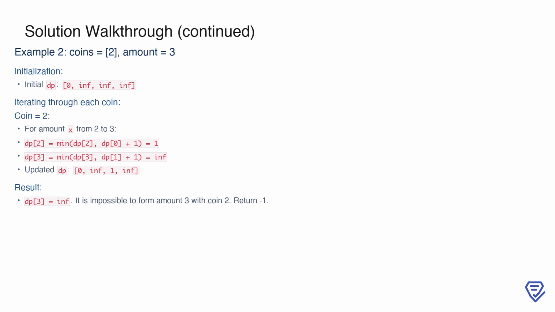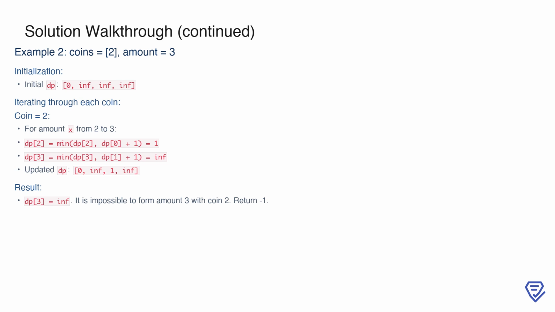Let's consider a simpler example with coins [2] and a target amount of 3. Initially, the dp array is 0, INF, INF, INF, indicating that we haven't computed the minimum coins for amounts 1, 2, or 3 yet. We then process the coin with a value of 2. For amount 2, we update dp[2] to 1 because we can form the amount using one coin of 2.